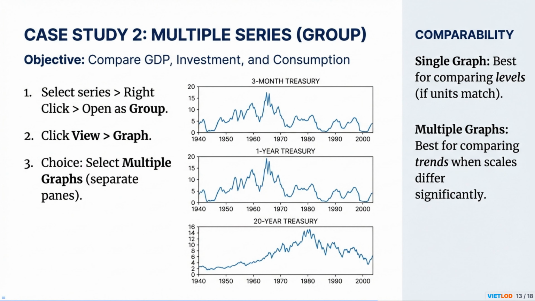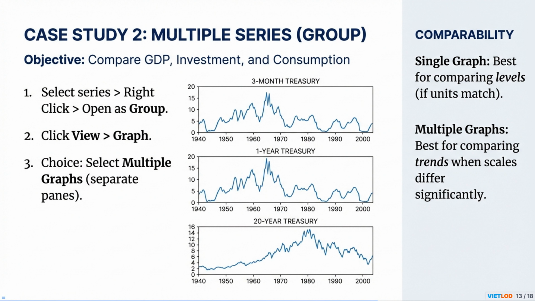In the graph of 3-month Treasury yields, we can clearly see a rising trend from the 1940s to the early 1980s, followed by a period of extremely high volatility around 1980, and then a general downward trend. This visual analysis provides crucial context for any time series model.